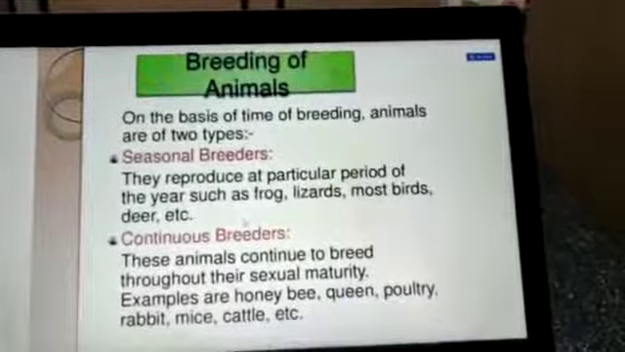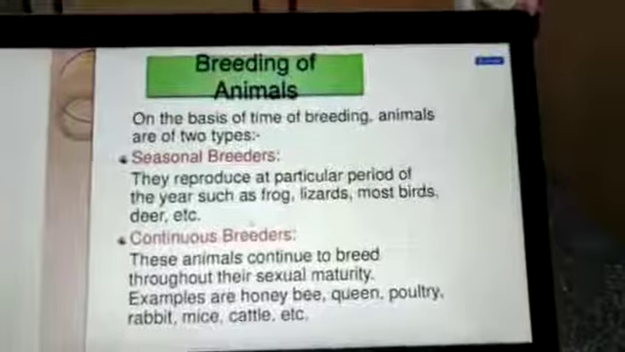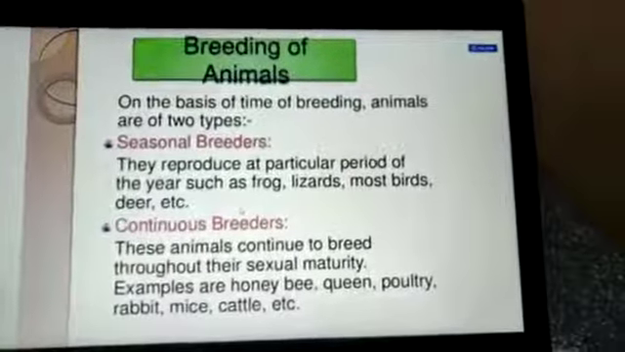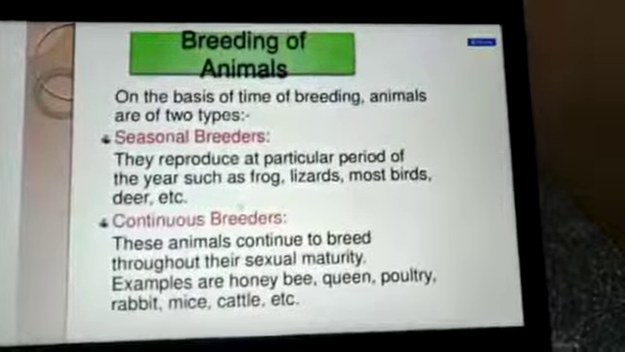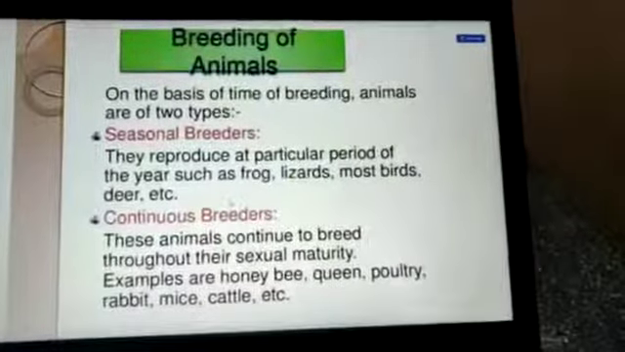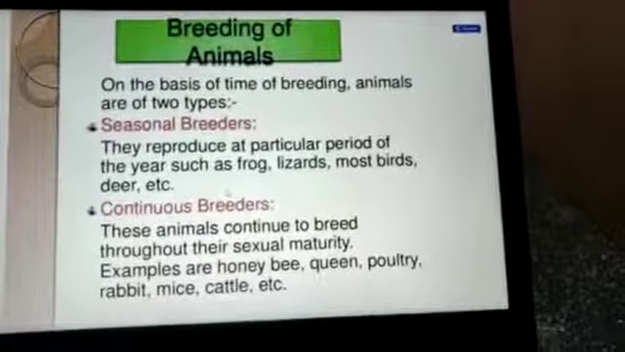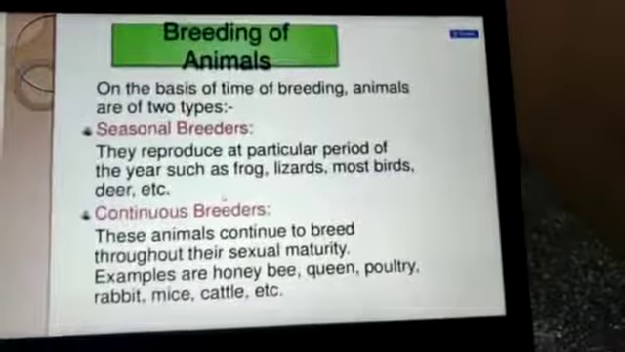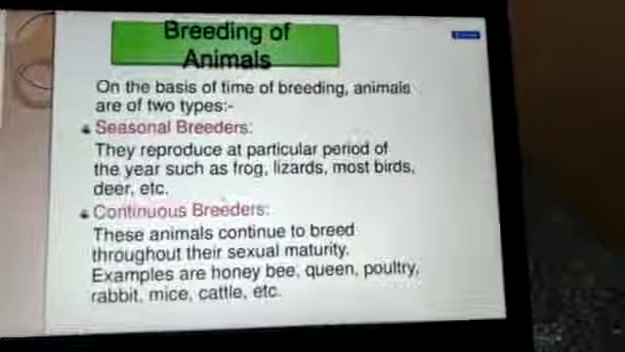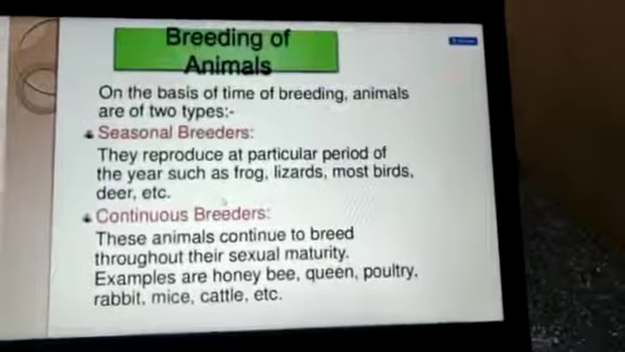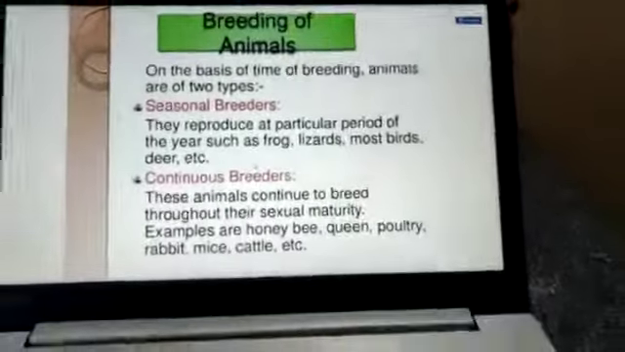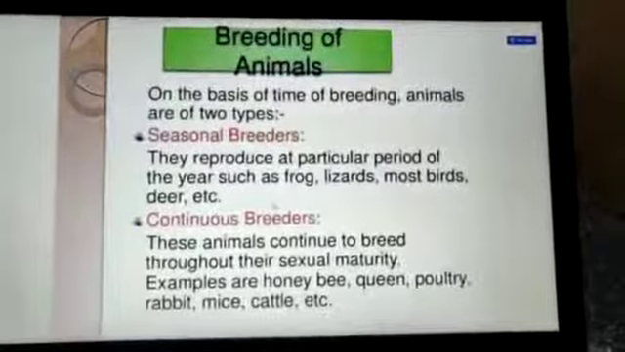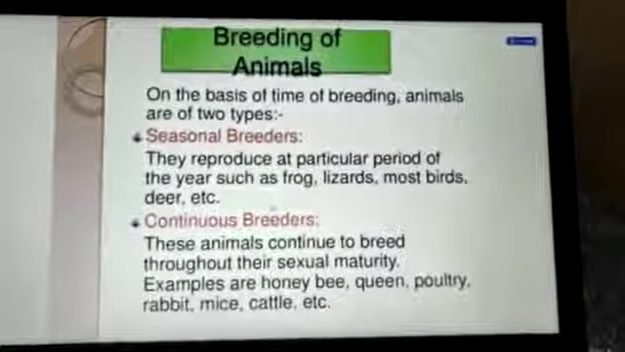So today we will start with sexual reproduction. First, a few terms we have to check. Here on the screen you are able to see breeding of the animals. On the basis of time, breeding animals are of two types: seasonal breeders and continuous breeders. Seasonal breeders reproduce at a particular period of the year, such as frog, lizard, most birds and deer. Simply it means some animals breed only in a particular season. So that's why they are classified as seasonal breeders.